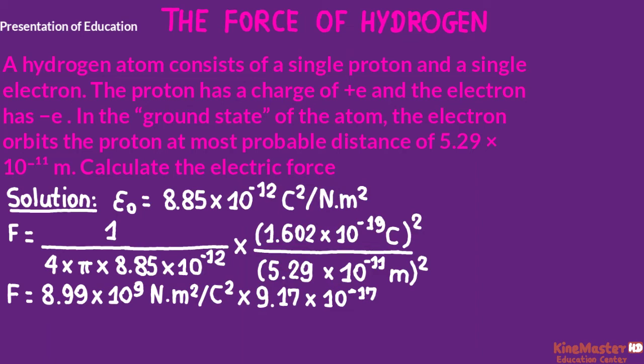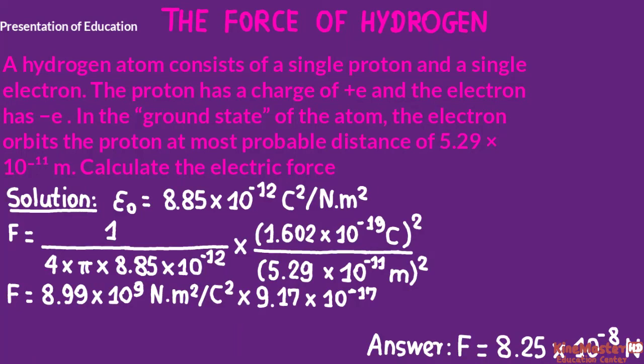And the solution: the permittivity is given as 8.85 times 10 to the power of minus 12. Then F is equal to 1 over 4 times pi times 8.85 times 10 to the power of minus 12, multiplied by 1.602 times 10 to the power of minus 19 Coulomb square, over 5.29 times 10 to the power of minus 11 meter square. And then dividing, the last answer will become the electric force, which is equal to 8.25 times 10 to the power of minus 8 Newton. This is the force of the electron in hydrogen, as we have got it.